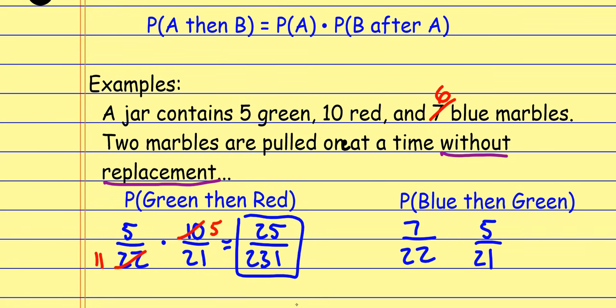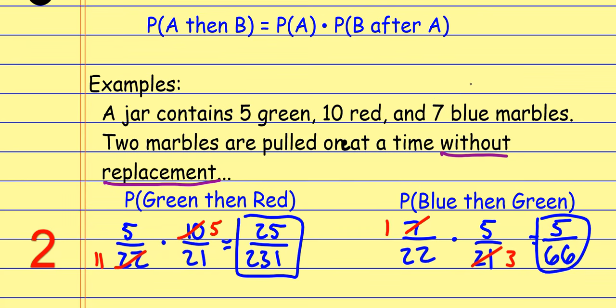This is an and probability, so I want to multiply. And now, of course, I can reduce the 7 and the 21 reduced to a 1 and a 3. And now I multiply straight across. That gives me a 5 over 66. Okay, but again, it's just a little bit of imagination. Let me erase that, hit the reset button again.